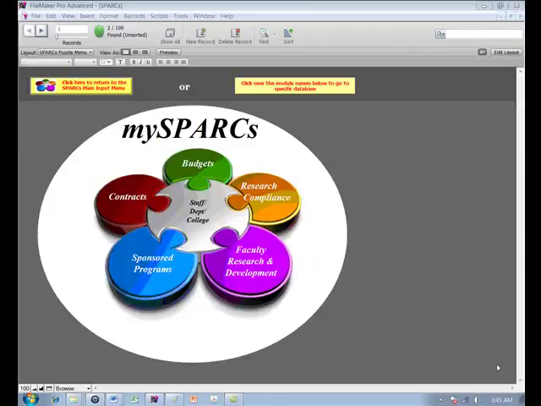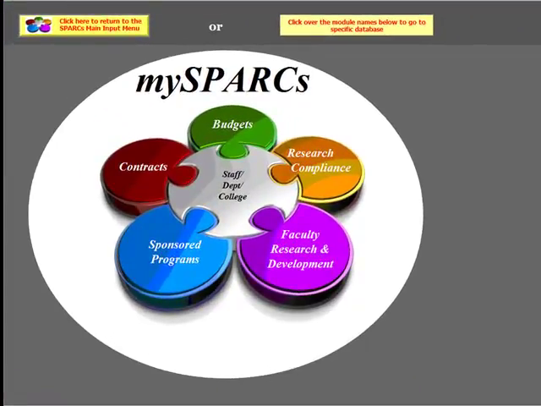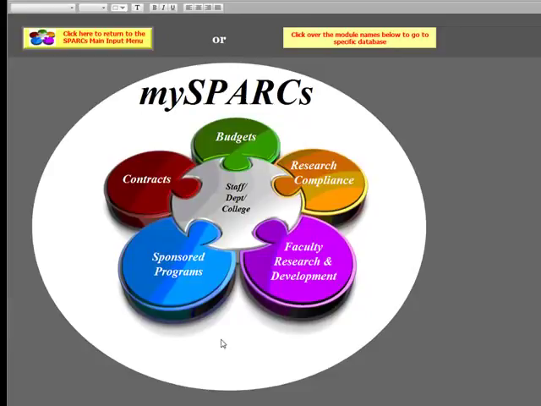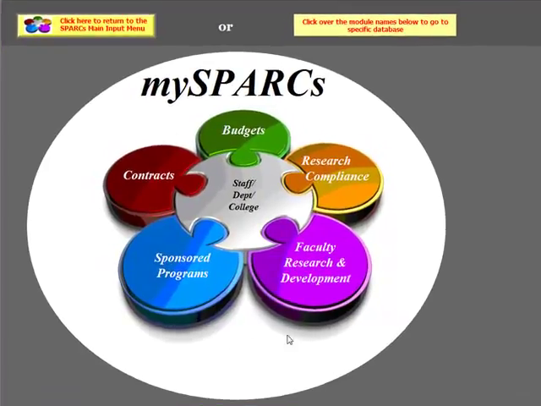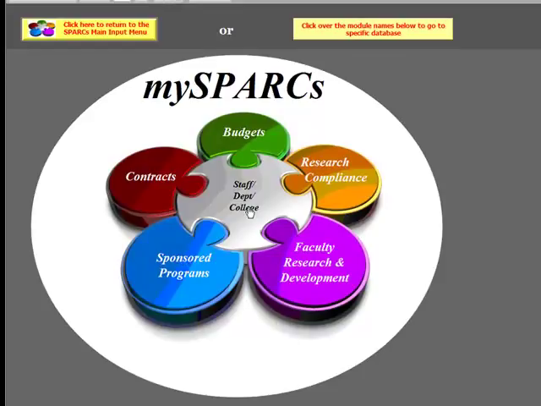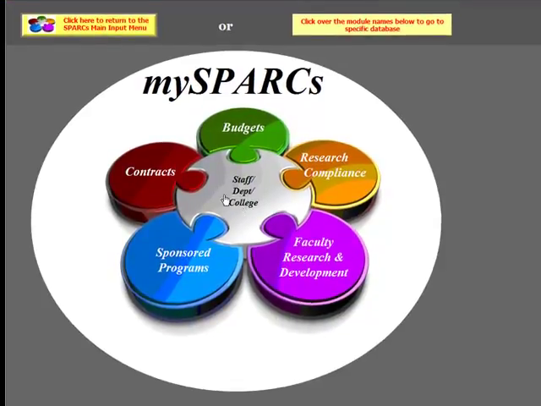The SPARCs Hub really acts as a conduit between all of the other modules so that we avoid the errors that are caused by repeatedly entering the same information. You'll notice here that the illustration shows how the different modules relate to each other, pulling staff, department, and college information from the university administration.